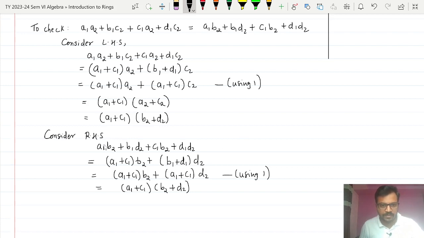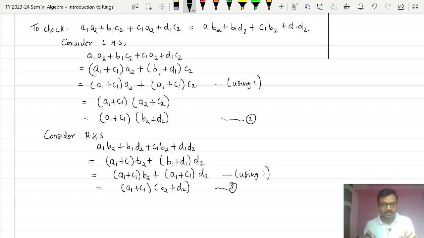So I have simplified the right hand side also. As you can see, in this term and in this term we have B2 in common, that has been taken out. In this term D2 has been taken out. Again I have used the value of B1 plus D1 from 1, that is A1 plus C1, and by taking A1 plus C1 out I got exactly this. And you can see that from 2 and 3 we have that LHS is equal to RHS. This is the only key step in this example.